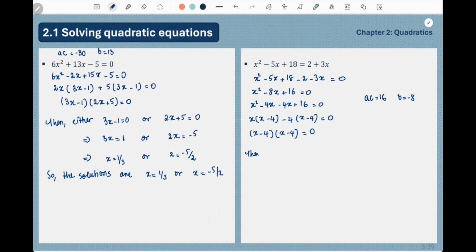So then normally we would say either one of them, but because they're the same thing, we only have one solution here, because you can't say either x minus 4 equals 0 or x minus 4, just being repetitive. So in this case, we only have one solution, and it's just x equal 4. So the quadratic equation has one solution, and that is x equal 4.